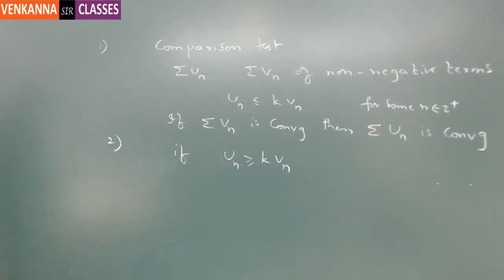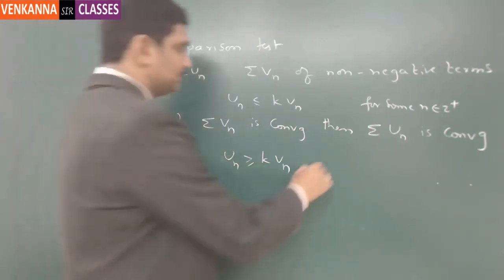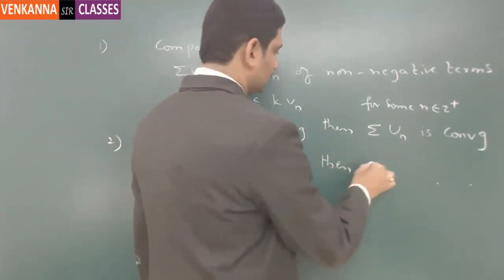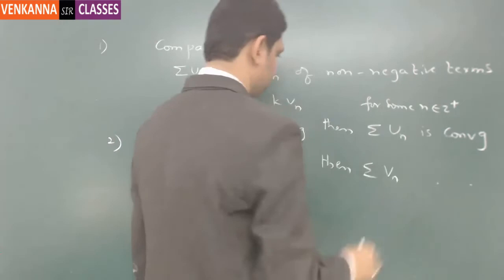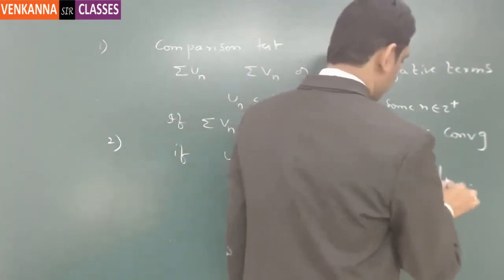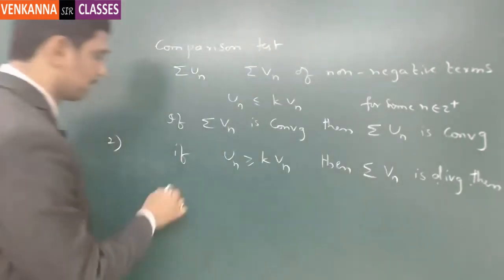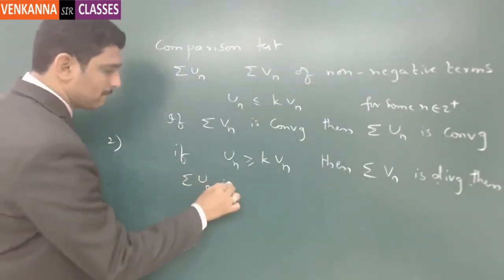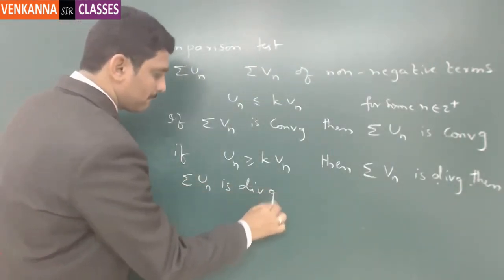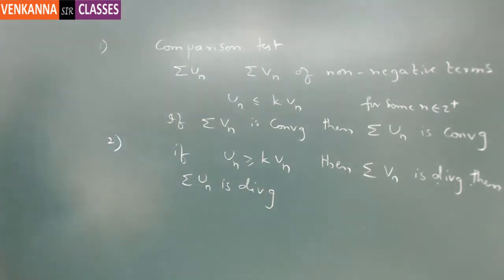If un is greater than or equal to k into vn, then... so please take a note of this. In this chapter, I am just giving the results first, then we go with the problems.